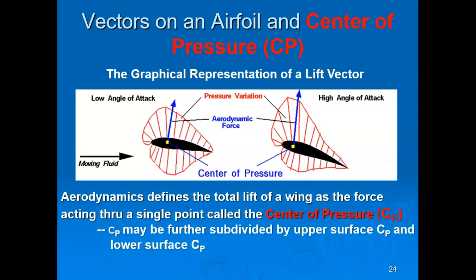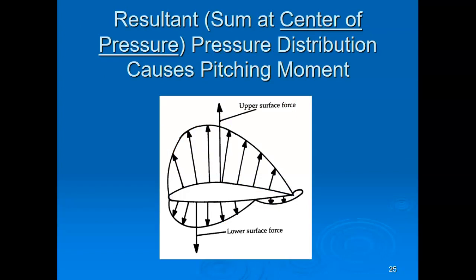Aerodynamics defines the total lift of a wing as the force acting through the center of pressure, or the single point on the airfoil called the center of pressure. The center of pressure can be subdivided into an upper surface center of pressure as well as a lower surface center of pressure. Now, because the center of pressure on the upper surface of the wing is behind the center of pressure on the lower surface of the wing, there is a natural nose-down pitching moment. The airfoil tends to pitch forward because of the different locations of the center of pressure on the upper surface versus the lower surface of the wing.